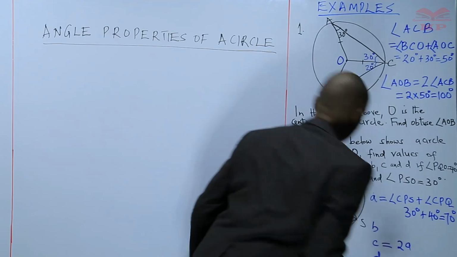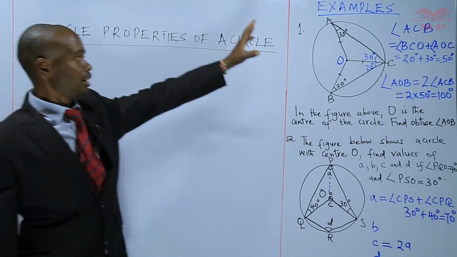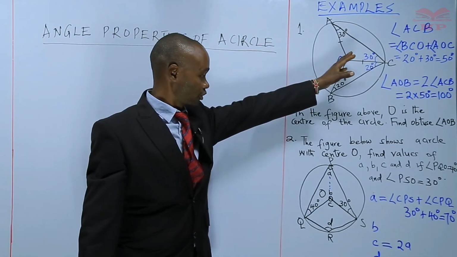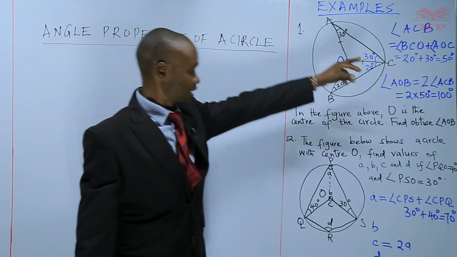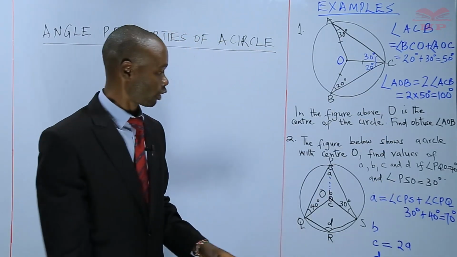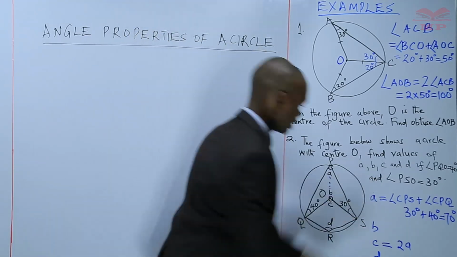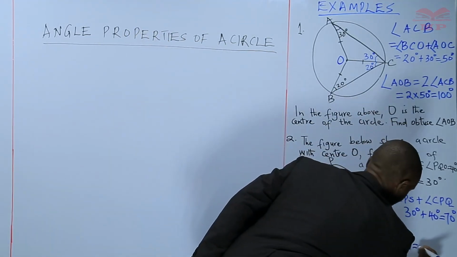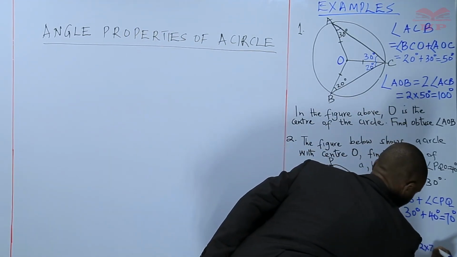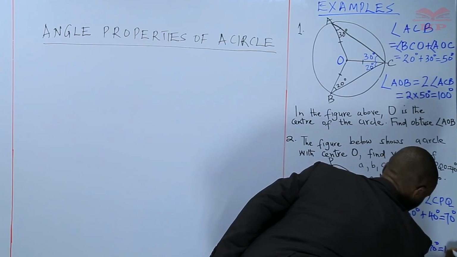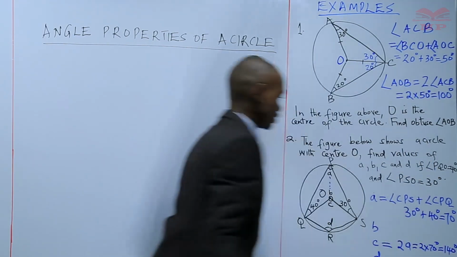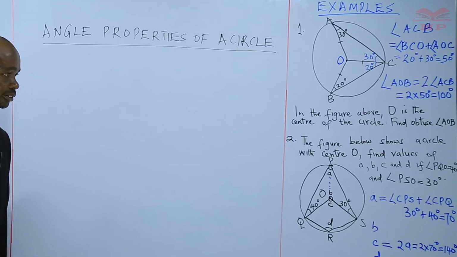From the concept we've got, the angle at the center is twice the angle at the circumference when they are subtended by which chord? QS. So having got A, twice A will be 2 times 70 degrees, which will give us 140 degrees. So you've already got C.